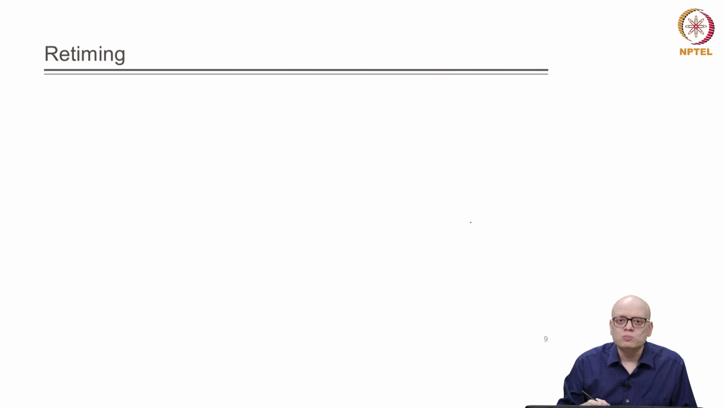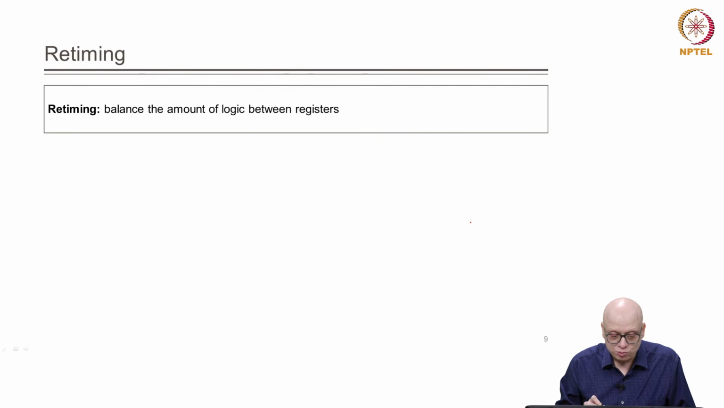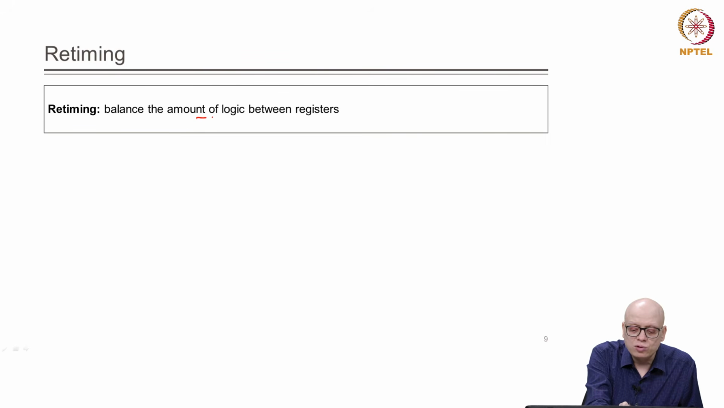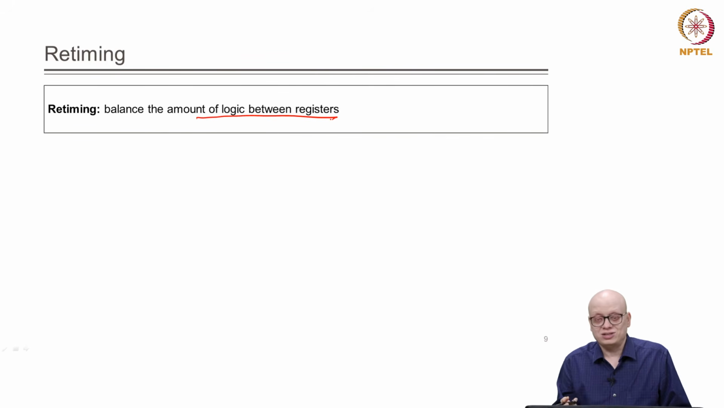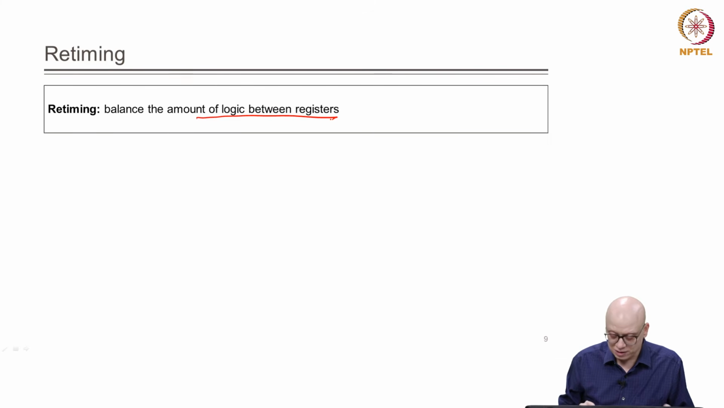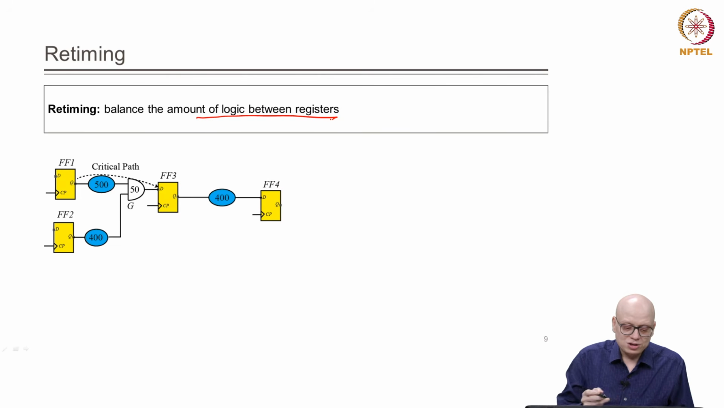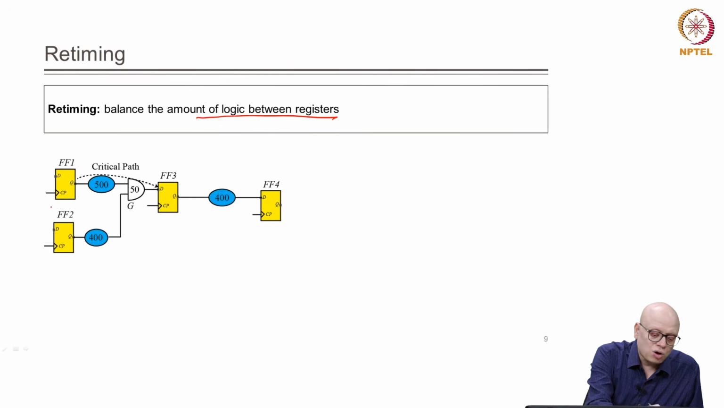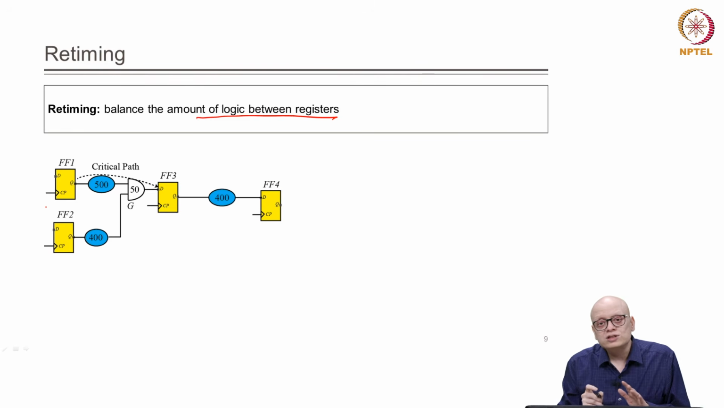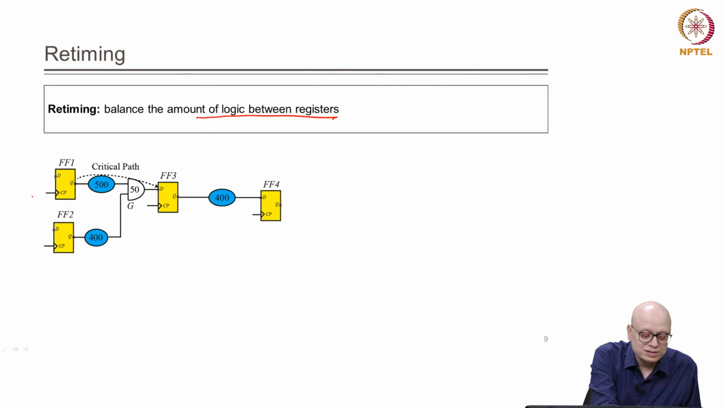Now, let us look into one more transformation which is known as retiming. So, what does retiming do? Retiming balances the amount of logic between registers. So, let us take an example, then it will be clear. Suppose this is a portion of our design which is the critical portion. So, for the sake of analysis, let us assume that the clock skew is 0. Assume that the ideal clocks are coming at all the clock pins.